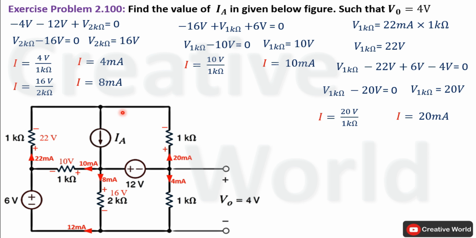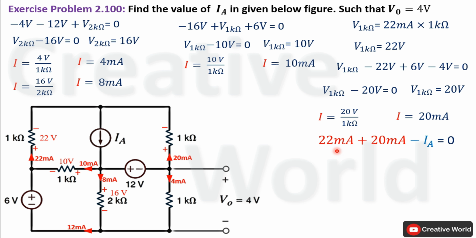Now we can apply Kirchhoff's current law on this node to calculate the value of current IA. On this node, two currents are entering while one current is leaving, that is IA, and we are interested to calculate its value. So write the Kirchhoff's current law equation for this particular node.